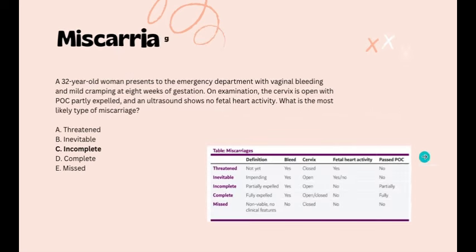Okay, let's go through the answer. The answer is that this is an incomplete miscarriage. The things that give this away are that on examination the cervix is open, the products of conception are partially expelled, and there's no fetal heart activity. Because of this, it fits into the incomplete spectrum of a miscarriage.